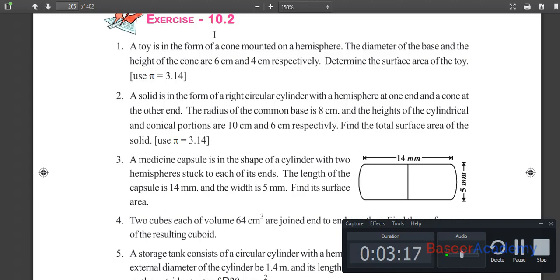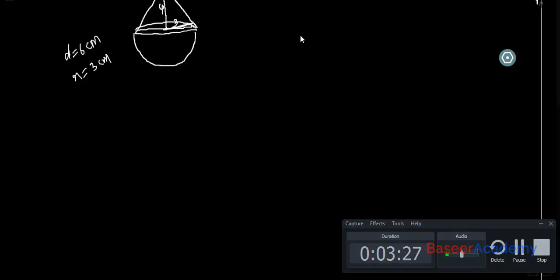That's what it says, right? A toy is in the form of a cone mounted on a hemisphere. The diameter of the base and the height are 6 and 4. So the diameter is 6, height is 4. Determine the surface area of the toy. Now, to find out the surface area of this toy, which has two shapes, one, the cone, which is mounted on another shape, which is a hemisphere.